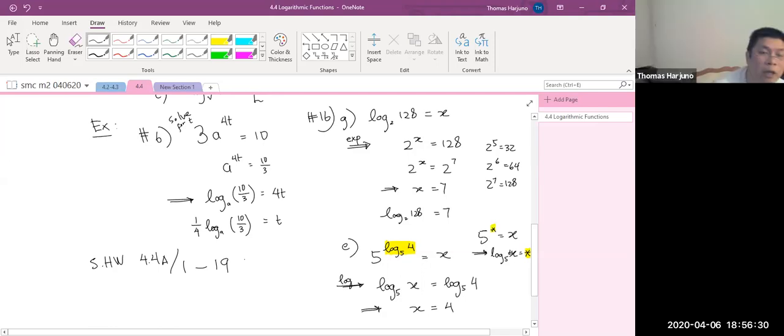And then again, on Wednesday, I will continue from 4.4. I believe I will go up to 4.5. And then next week, Monday, I will do 4.6. And I will start a little bit with trigonometry. So before the spring break, we will start trigonometry already.